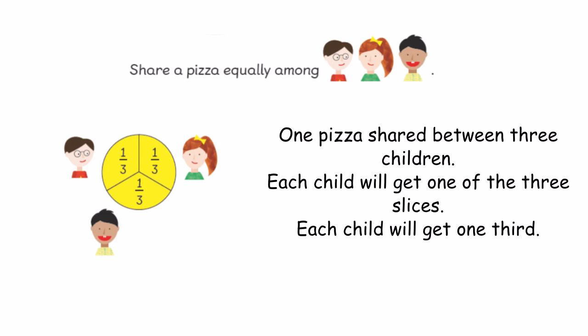Let's have a look at how we would do this. If I want to share 1 pizza between 3 children, I know I need to divide my pizza into 3 equal parts. So 1 pizza shared between 3 children will mean that each child gets 1 of the 3 slices. I would say each child will get 1/3.